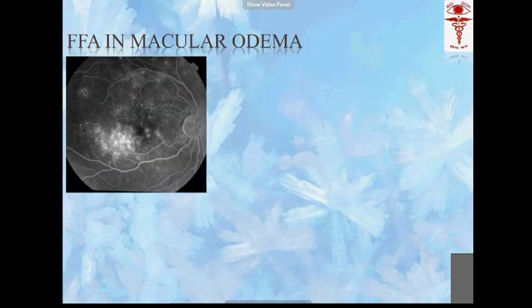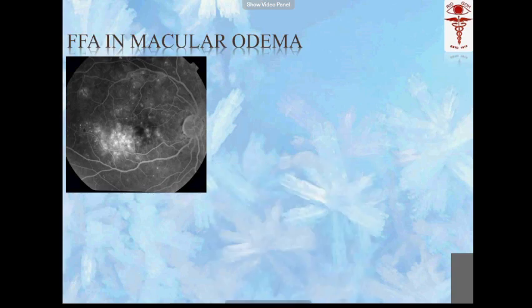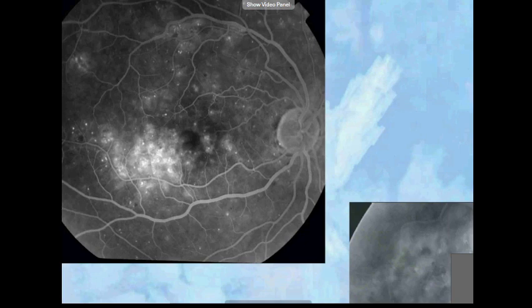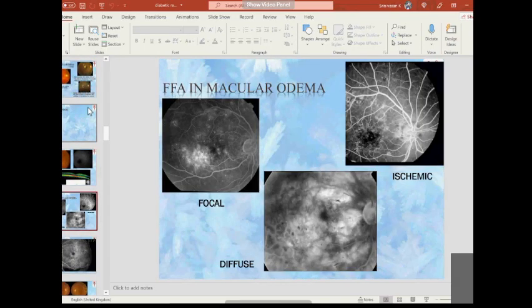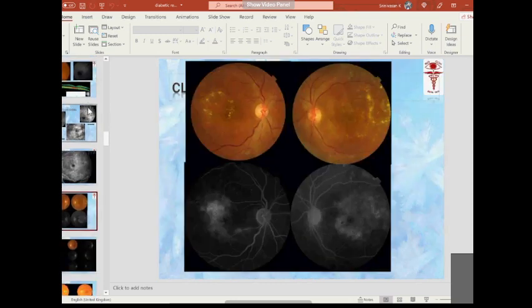So when you do an FFA for a macular edema, what are the things you can see? So here you can see the microaneurysms which are leaking. See how it is leaking. So this is the focal leak, only the microaneurysm is leaking. Here there is a diffuse leak, all the capillaries are dilated and leaking. So this is called a diffuse leak. Again another leak.